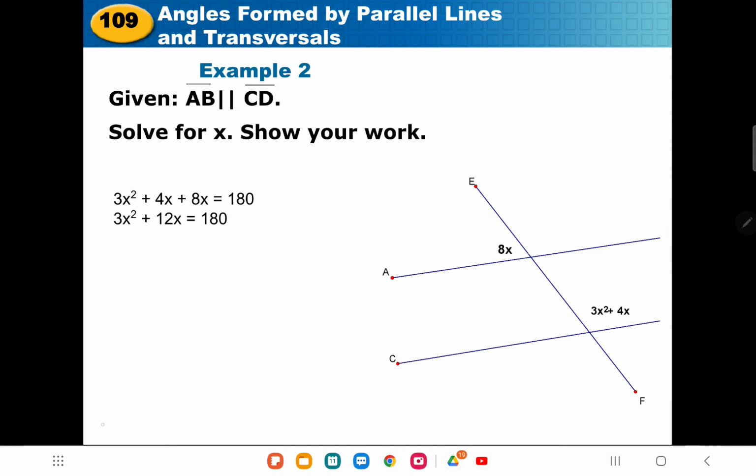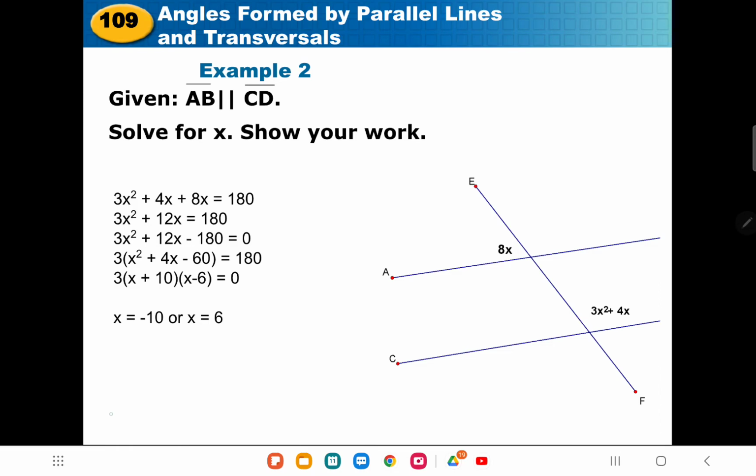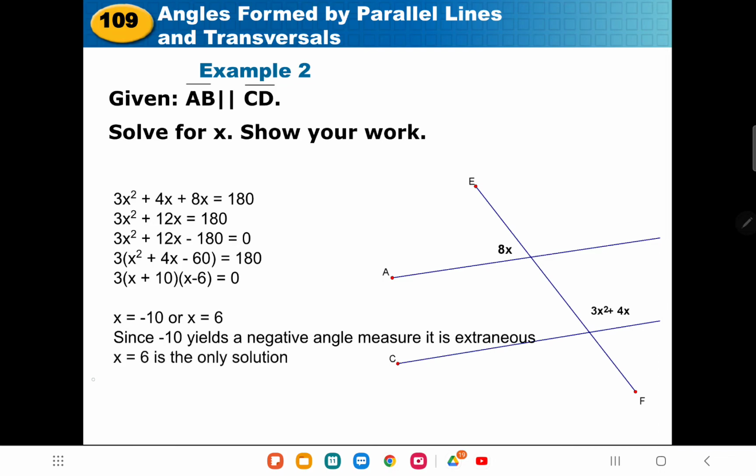Combining like terms gives us 3x squared plus 12x equals 180. We subtract 180 from both sides. I factored out 3 to make this a little bit easier to factor. There are our factors. This yields x equals negative 10 or x equals 6. However, we can see that by substitution, we would get negative 80 degrees, and that would not work out for our angle. So that means that negative 10 is an extraneous solution, and the only value of x that works is x equals 6.